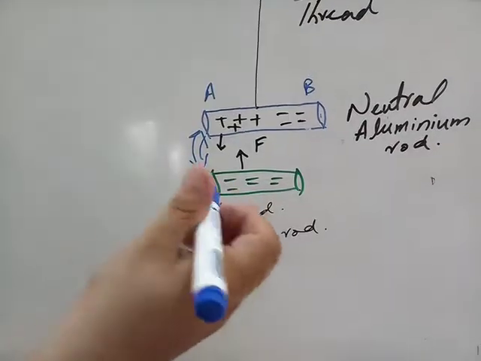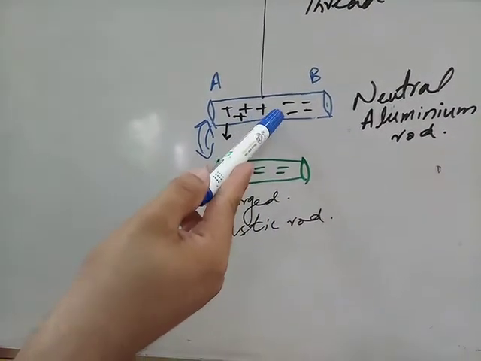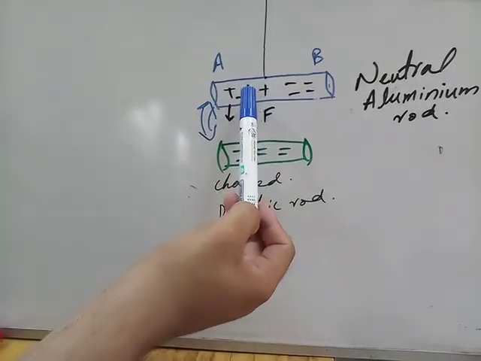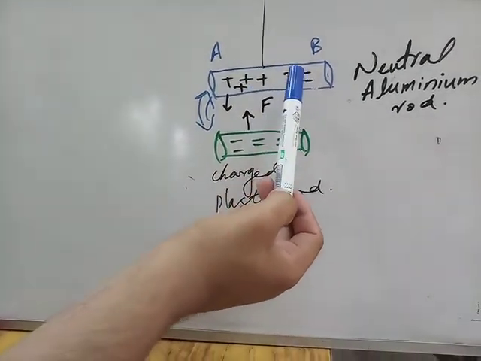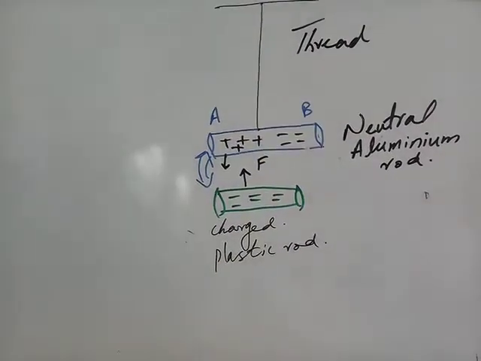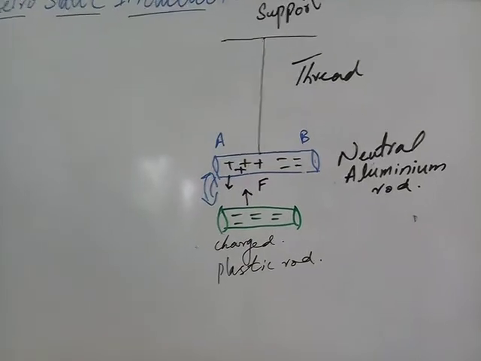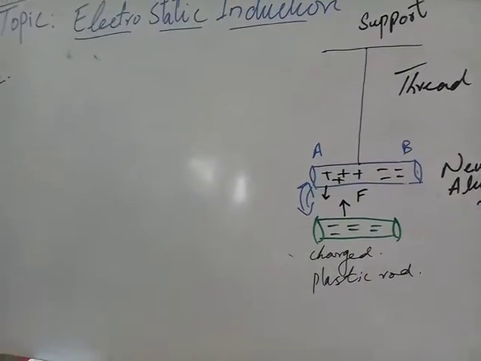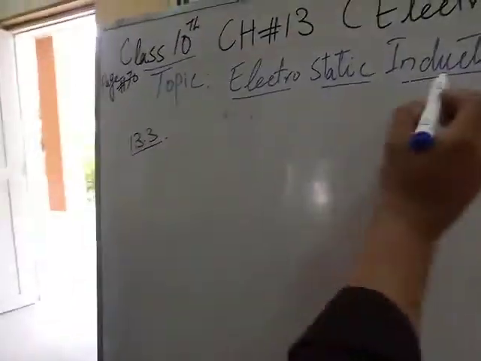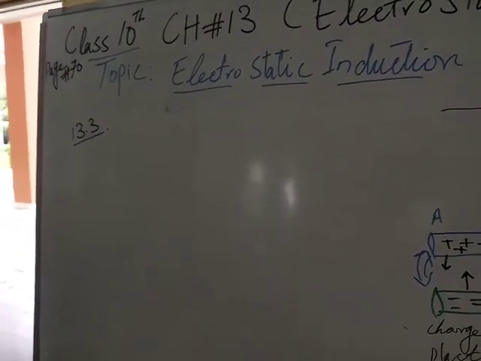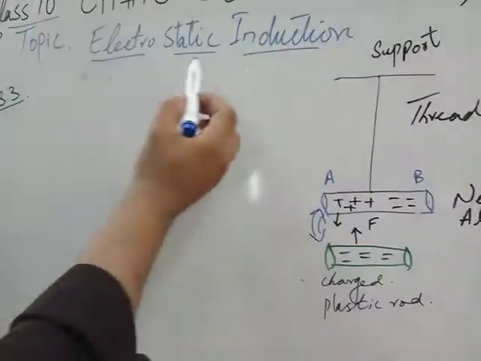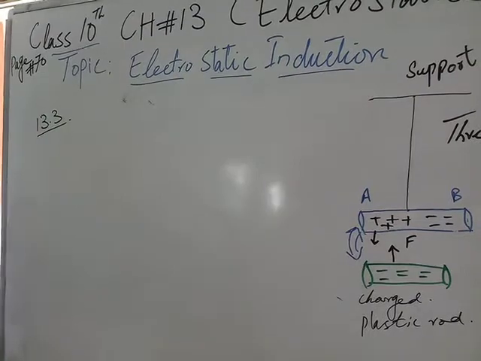We can say that a neutral body has no charge, but in a real case it has the same number of positive and negative charges. So how do they attract each other? We can say that this attraction is called electrostatic induction. They attract by the phenomenon of electrostatic induction.